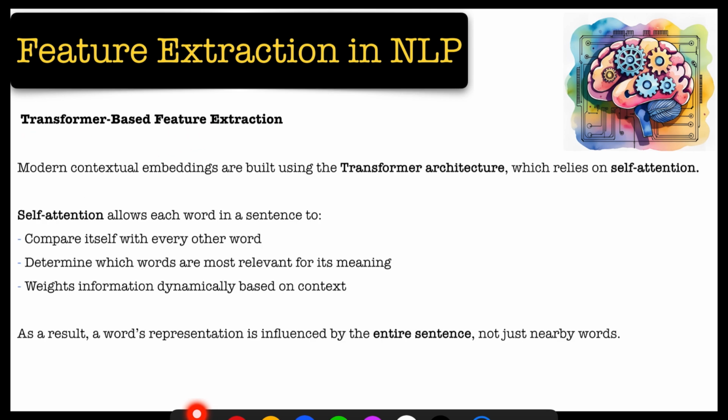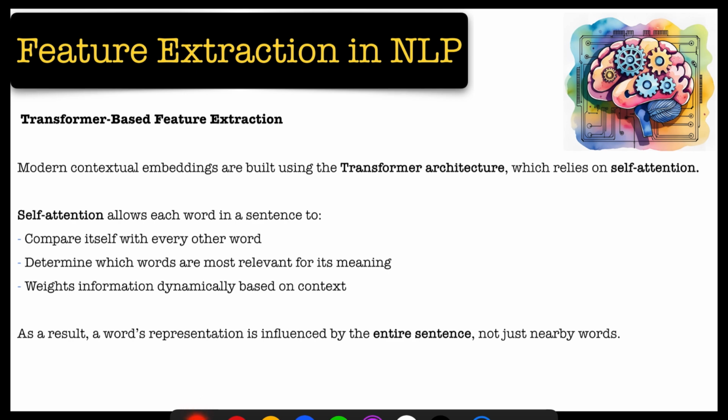Next, transformer-based feature extraction. Modern contextual embeddings are built using the transformer architecture. This is the main architecture we use today to extract features from text data, and it relies on self-attention. I will not go deep into this because I'll have a separate NLP session where I will discuss the transformer architecture and self-attention, but I'm just trying to give some clue how it works. Self-attention allows each word in a sentence to compare itself with every other word.